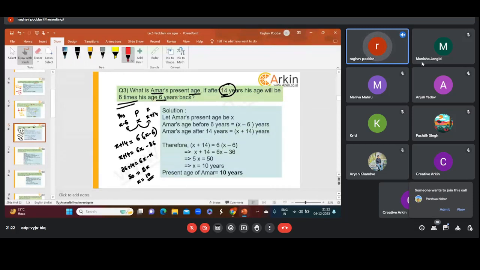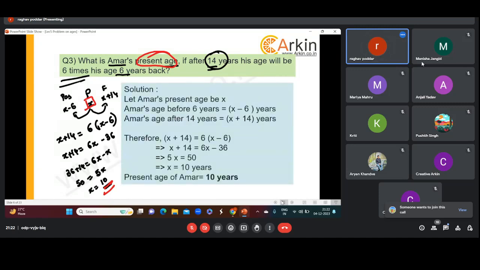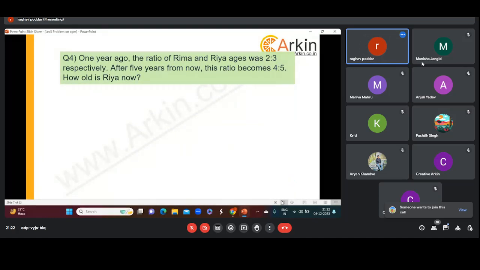Now what did they ask me? They asked me what is the present age. So present age is what? X. So the value of x that we have already got is what? 10. Even identify what has been asked in the question. You need to find the value of x or anything else. Clear, students? How do you do it? Any doubts? Super. Let's go on to the next question.